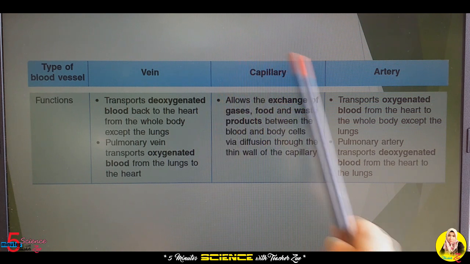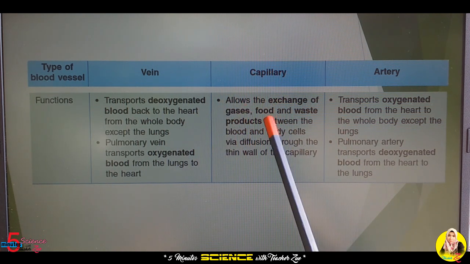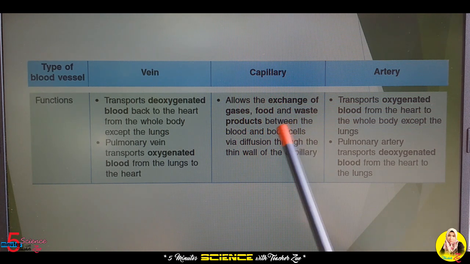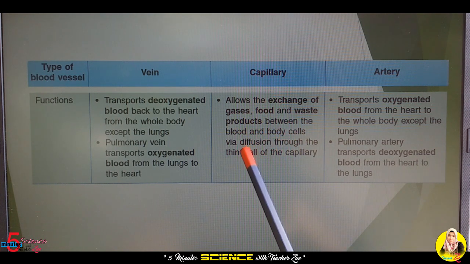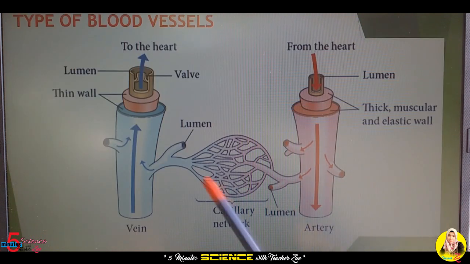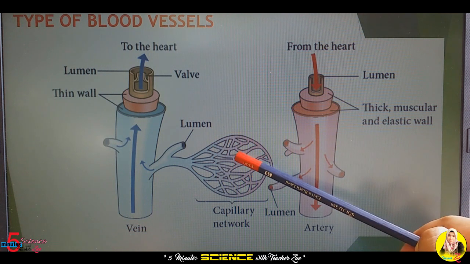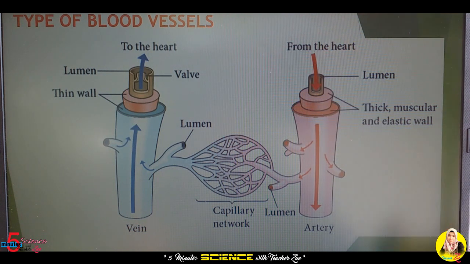And the last one, capillary, allows the exchange of gases, food, and waste products between the blood and body cells via diffusion process. It means here, okay, this is capillary, blood capillary, and it surrounds all the body cells. So the diffusion occurs between the capillary and the body cells.